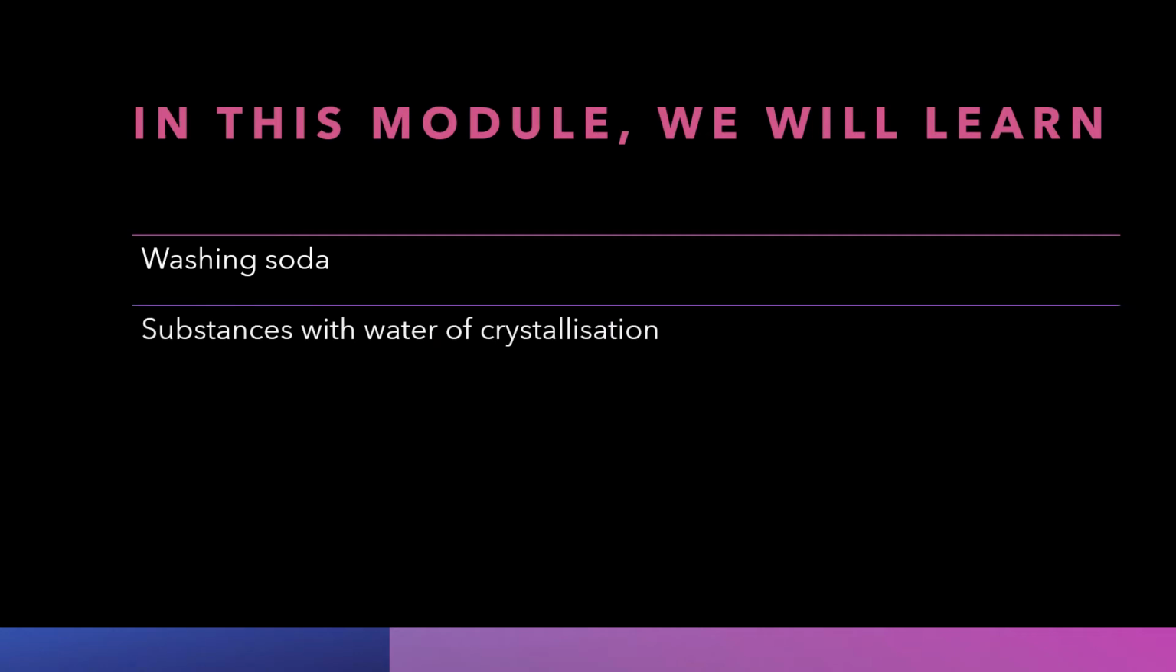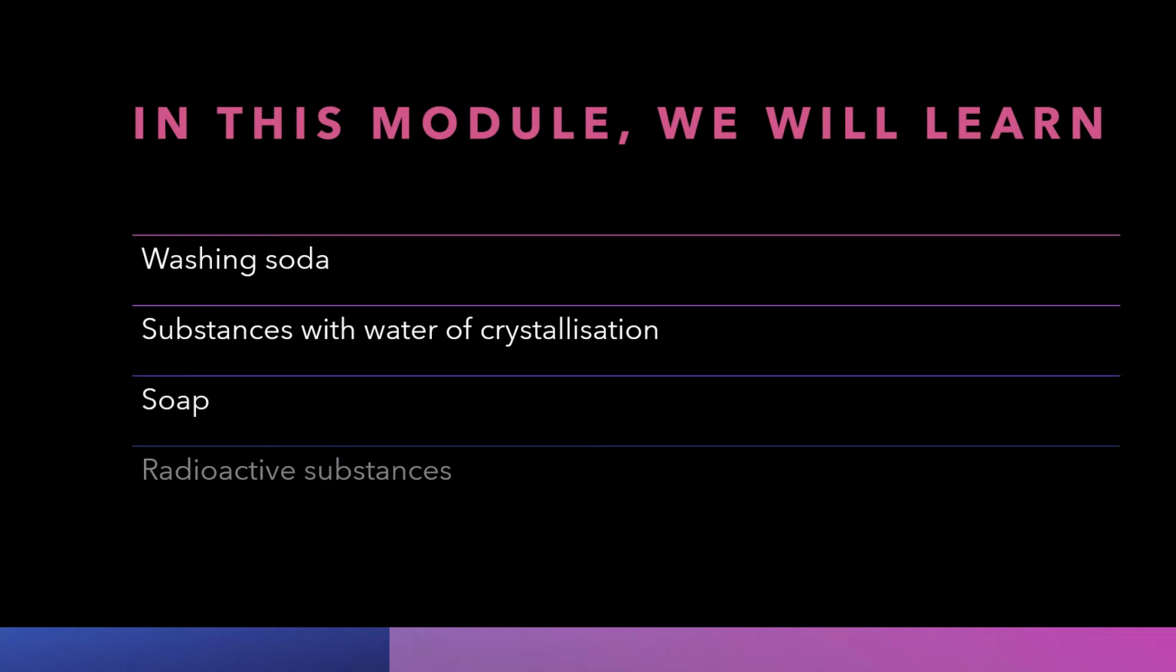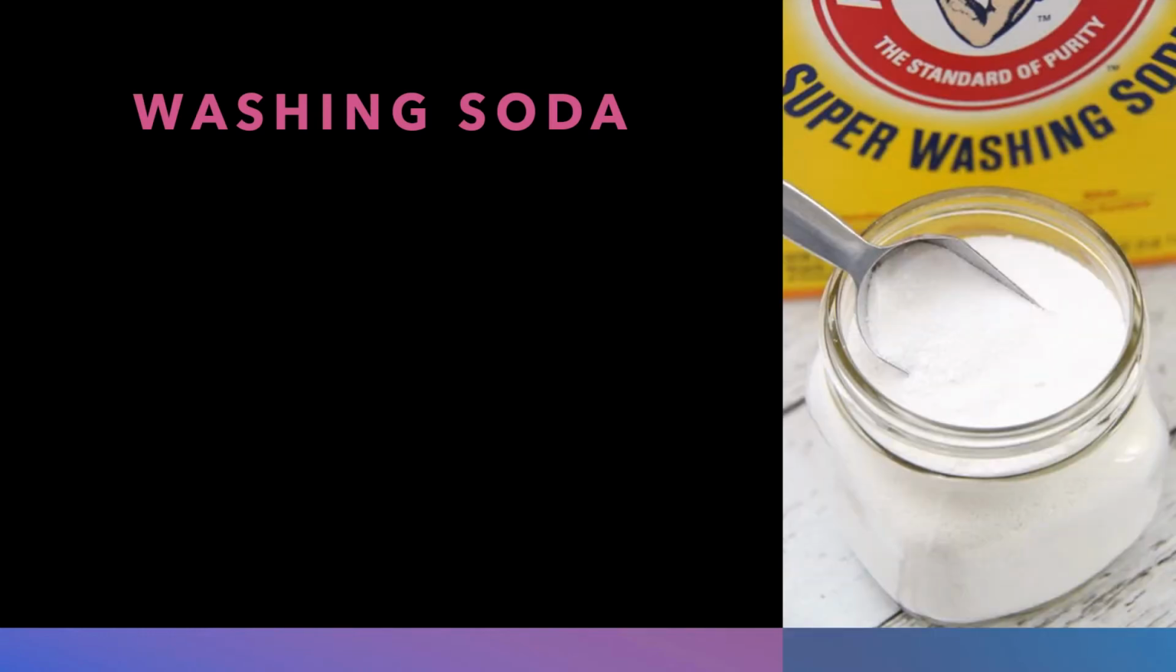We'll also learn about substances with water of crystallization, about soap, and also about radioactive substances. First, let us discuss washing soda. Children, we know the use very well. Washing soda is used for washing clothes.